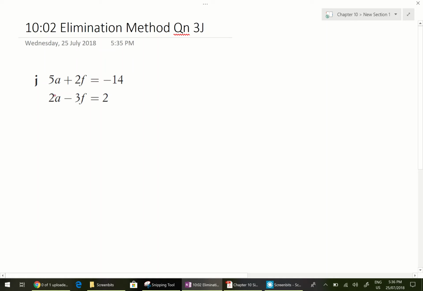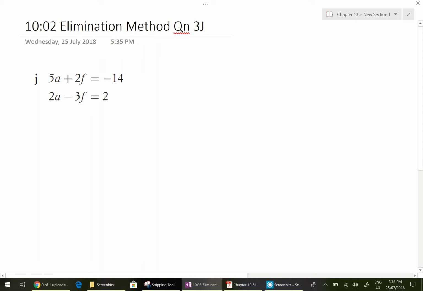So there's no whole number that I can times 2a by to get 5, and there's no whole number that I can times 3f by to get 2f. So this is, again, another scenario that's probably the hardest part of the elimination method. What we can do is we can have our two equations here, and what we have to do is make two new equations. So we have 1, we have 2.